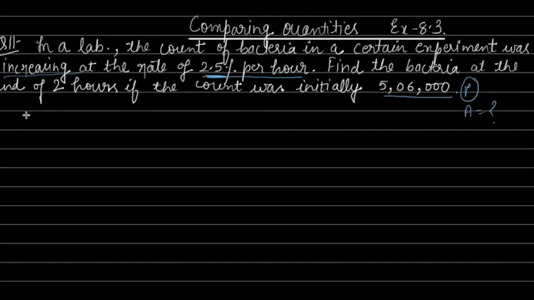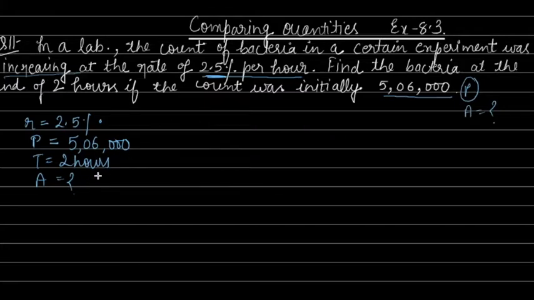Solution. Rate is given as 2.5% per hour. Principal is given as 5,06,000 and time is given as 2 hours, and what we have to calculate is the amount, right? Because we have to calculate the bacteria count at the end of 2 hours. It means it will increase.